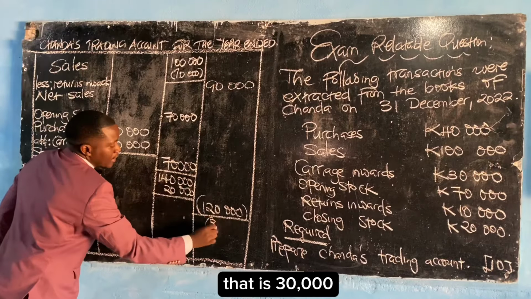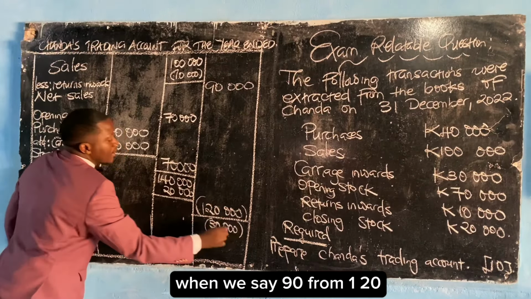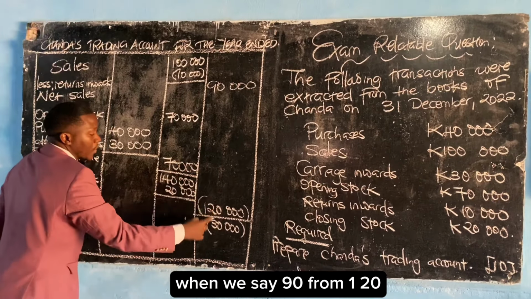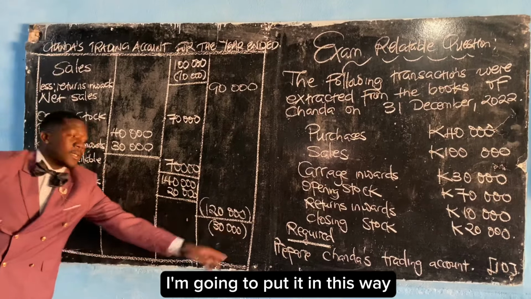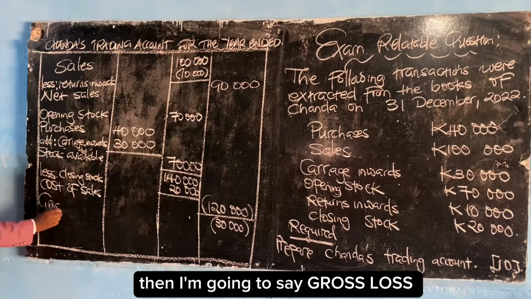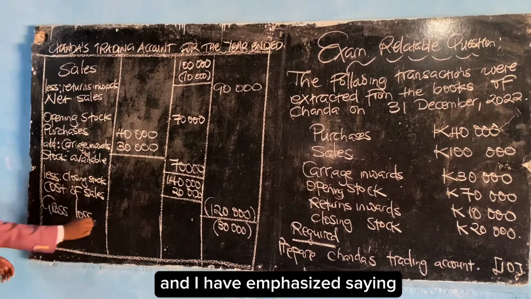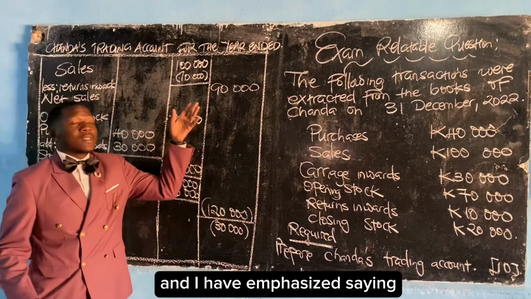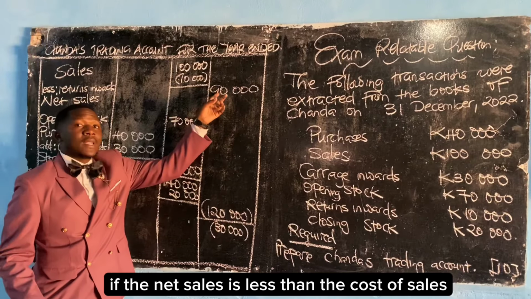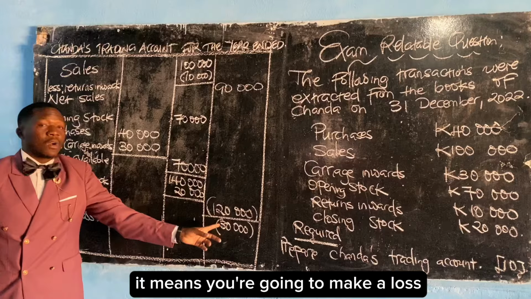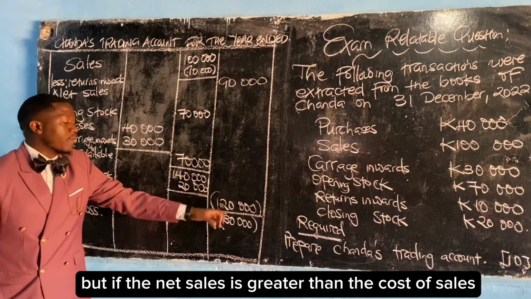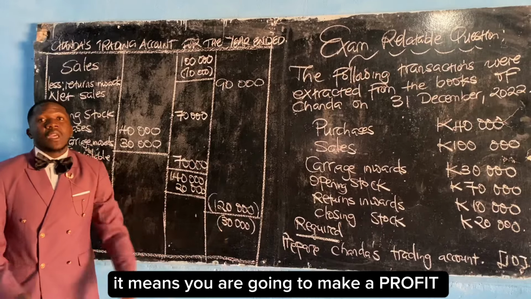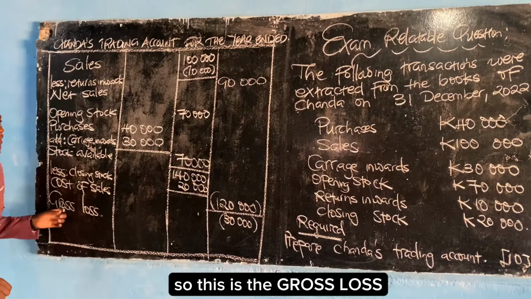we're going to get, that is 30,000. When we say 90 from 120, it's 30,000. Because it will be negative, I'm going to put it in this way. Then I'm going to say gross loss. And I've emphasized saying if the net sales is less than the cost of sales, it means you're going to make a loss. But if the net sales is greater than the cost of sales, it means you are going to make a profit. So this is the gross loss.